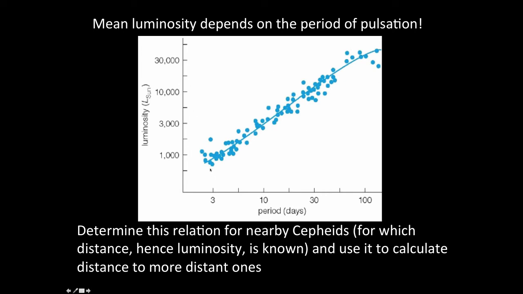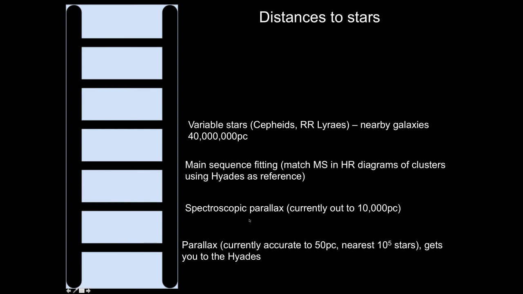So we can use this observed relationship to measure the distances to stars that we don't already know the distance to, so long as we can observe their period of pulsation. Now, up until this point, all our methods of measuring distances to stars work only within our own galaxy, but we can see variable stars and measure their period to much, much greater distances. In fact, we can measure them out to about 40 million parsecs, which easily takes in our local group of galaxies and goes some way beyond.